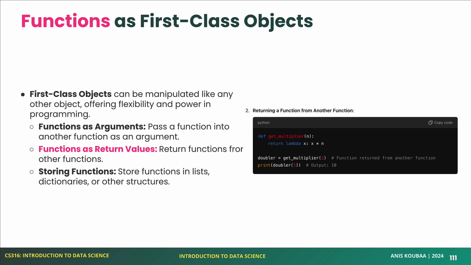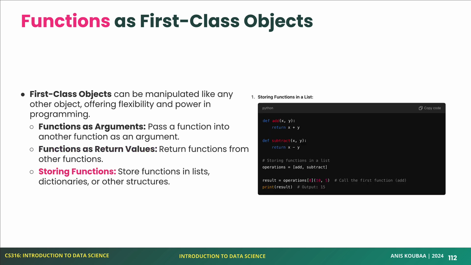Another functionality of function as first class object is that we can store functions. Imagine you define a pure function add and a pure function subtract. Then you can define operations as a list equal to add and subtract. Now, if you call operations 0, it is going to call the function add. If you call operations 1, it is going to call the function subtract. So here we can define a list of functions, and then call them by their indices.